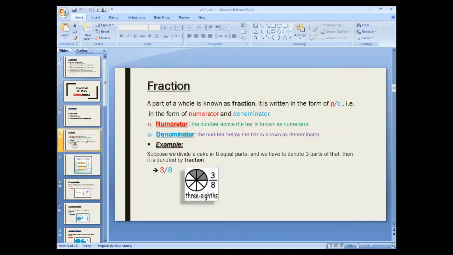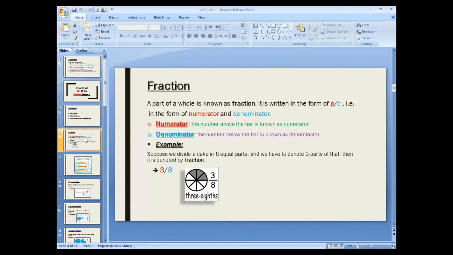Okay, now first, what is fraction? A part of a whole is known as fraction. Let's take an example. We have a circle, a complete circle. That complete circle is known as a whole, and the part which we have divided is known as fraction.